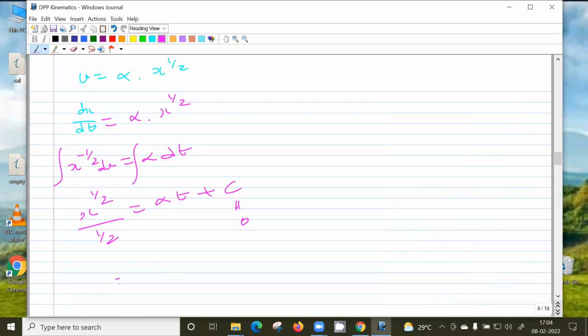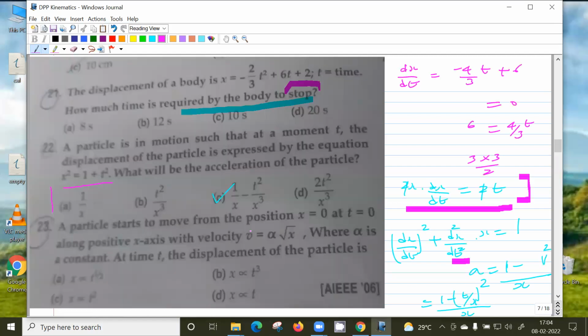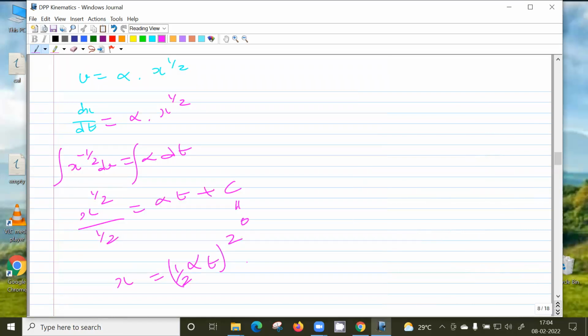So x is of alpha t, so it is t square. Yes, sir. So option C. Okay, so this is simple one only. Velocity is dx by dt. And next, is it clear?